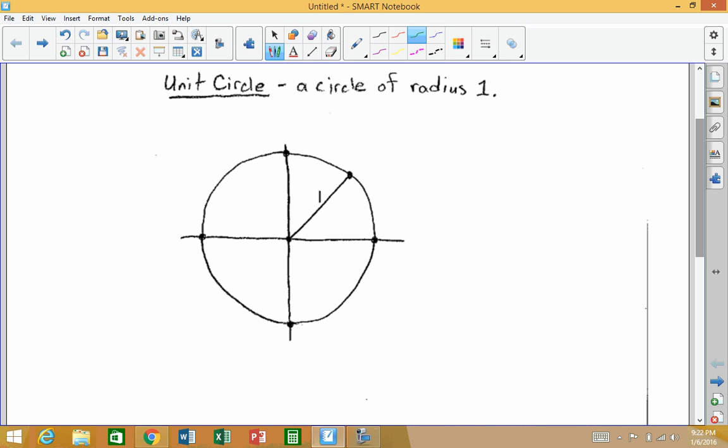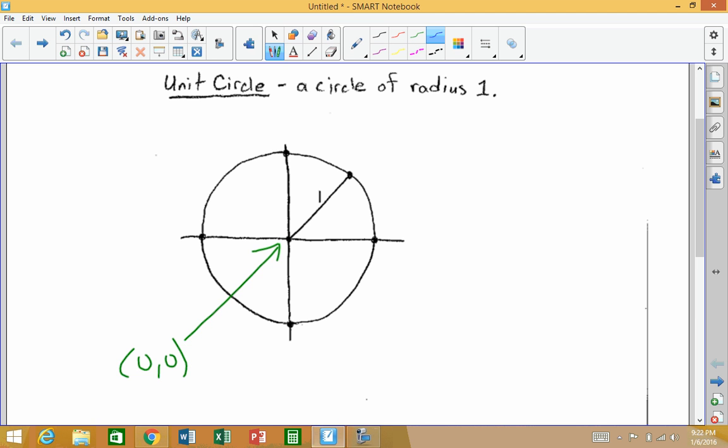Now, when we're talking about the unit circle, we usually place the unit circle in the coordinate plane, and we place it where it's centered at the origin. So this point right here is the origin, 0, 0. So the circle is centered at the origin, 0, 0. Now it has radius 1. That means that it's going to hit very specific points in the coordinate plane.